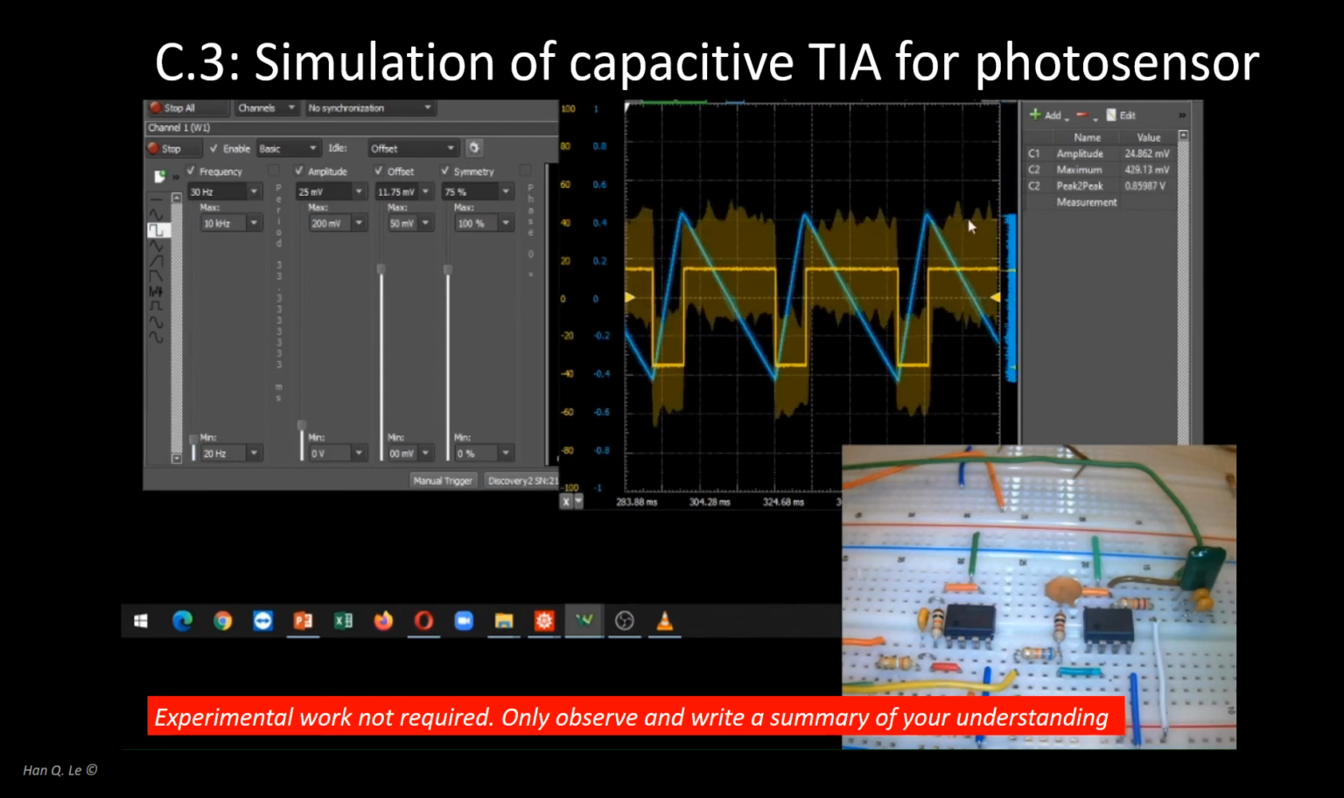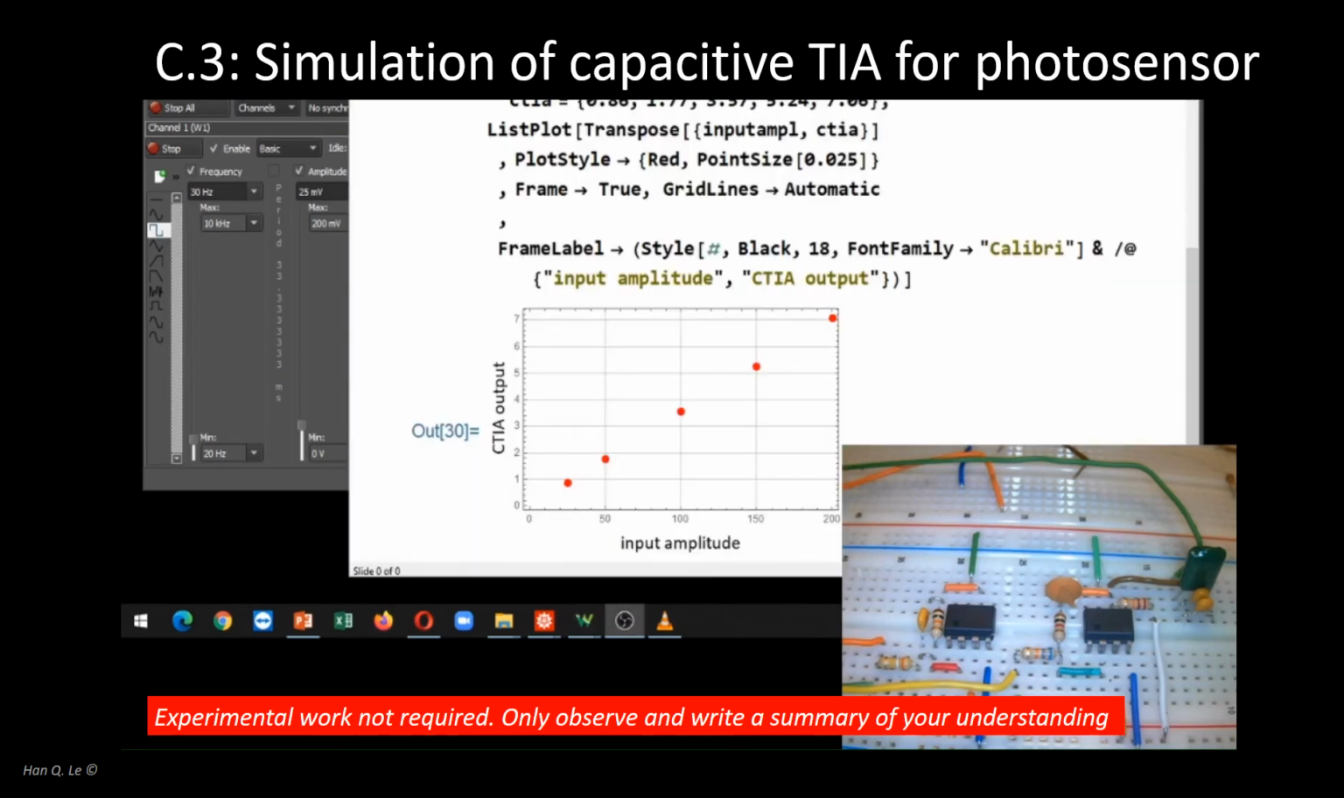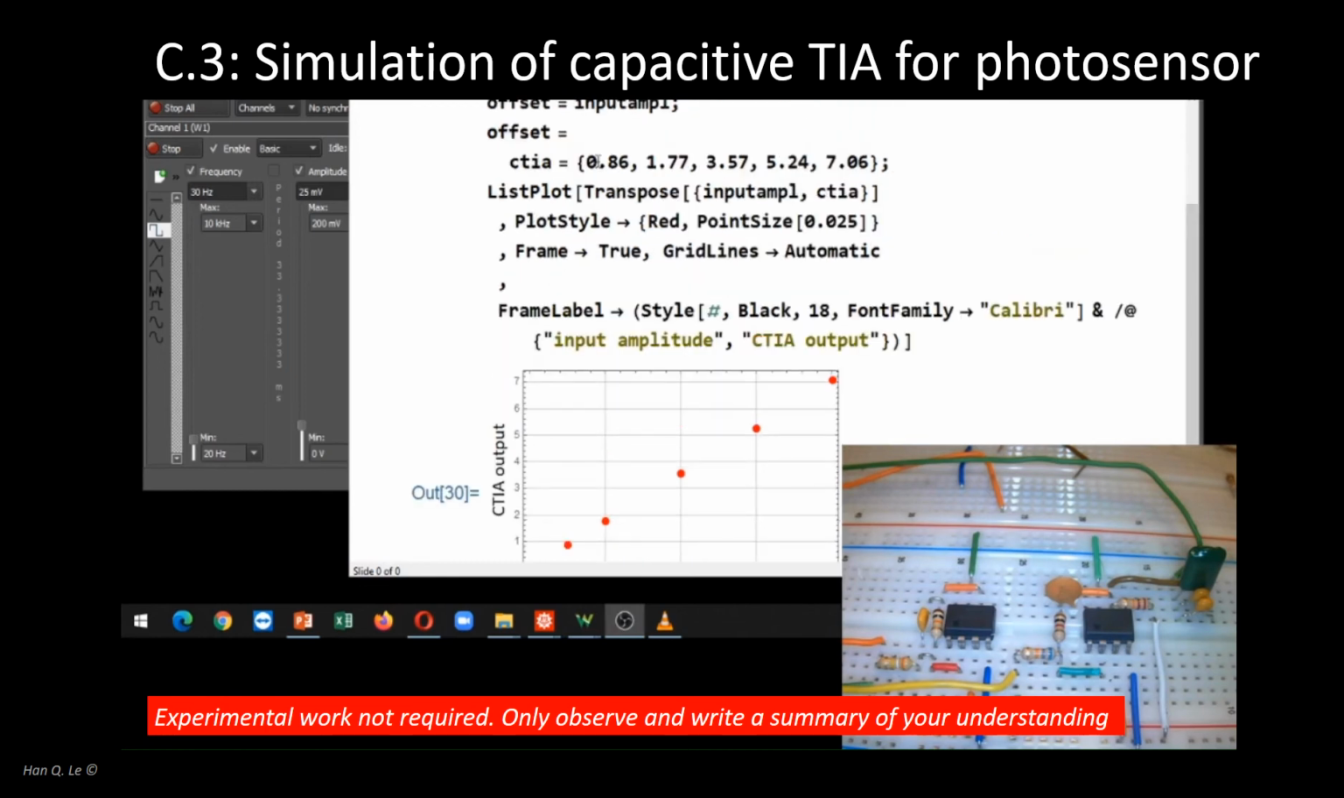Lastly, input amplitude is 25 mV. The output is 0.86 volt. The output is plotted versus the input. The relationship is clearly linear. This is how a camera pixel works.